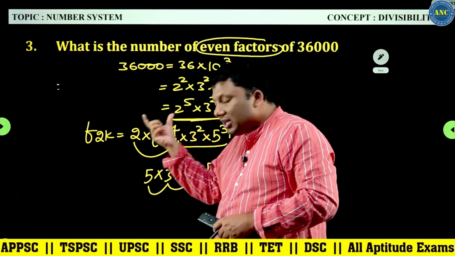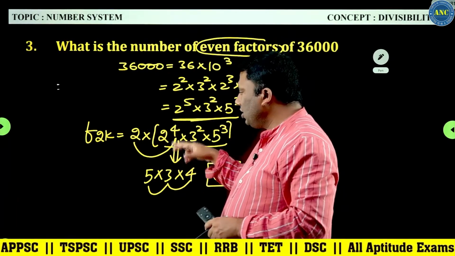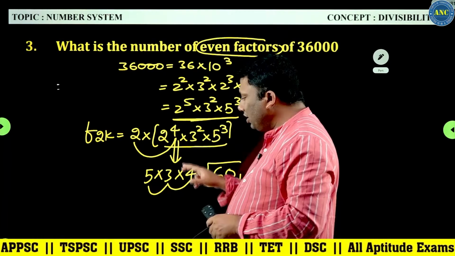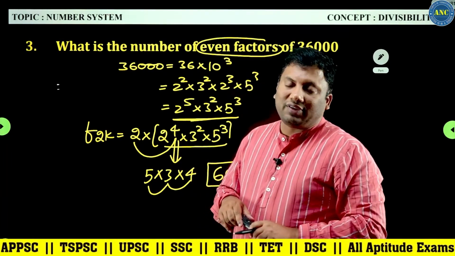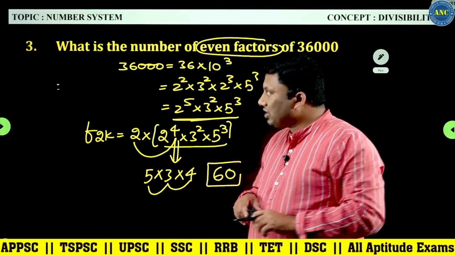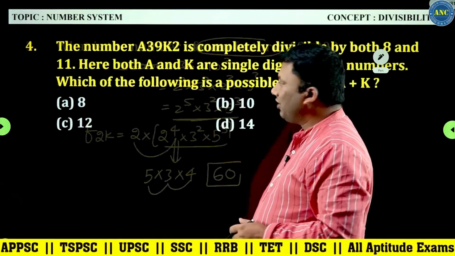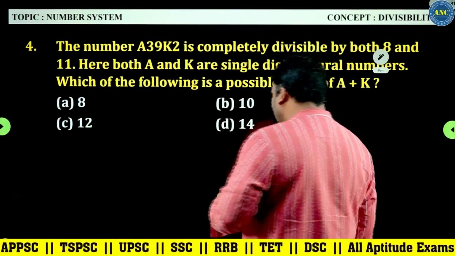Therefore, this becomes an even factor for this number. 2 to 4, 5; 2 to 2, 3; 2 to 3, 4. 5 3s are 15, 15 4s are 60. The answer for this question is 60. I hope the idea is very clear. Factors is a very important concept.